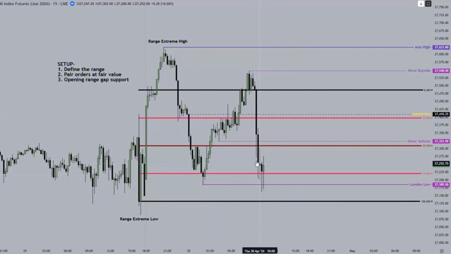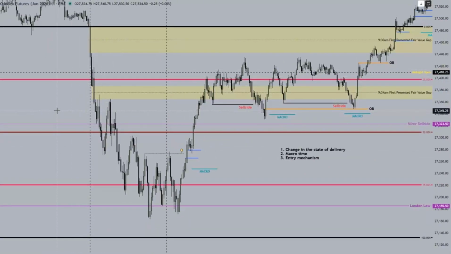This is telling us a story that with pairing the orders for the London low, this might be as far as it wants to go before it's ready to reverse. So from here we can drop into the lower time frames and start looking for our entry mechanisms or our entry criteria. Now on the 1 minute time frame, we can see that we have our 9:30 open here.